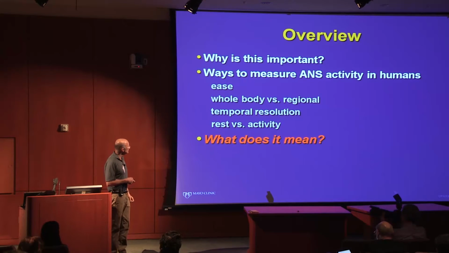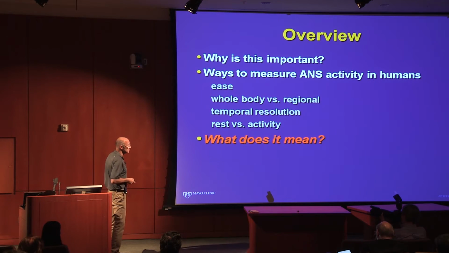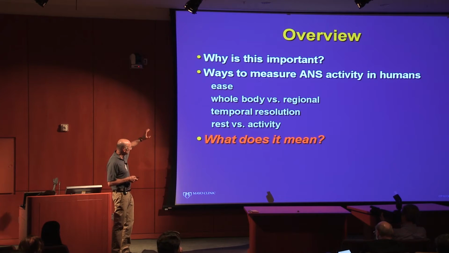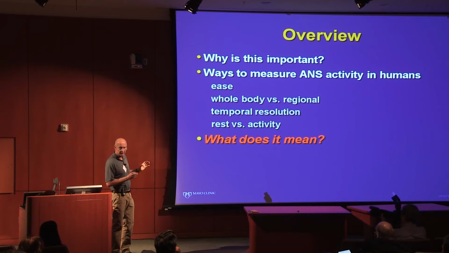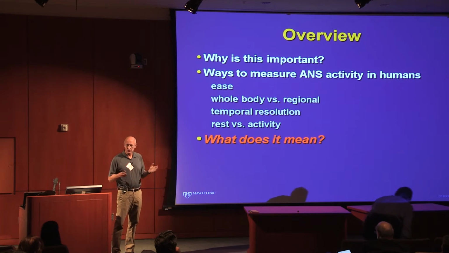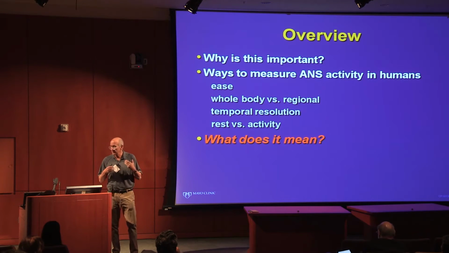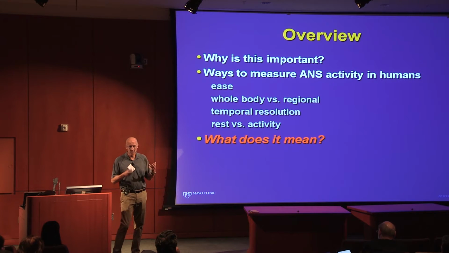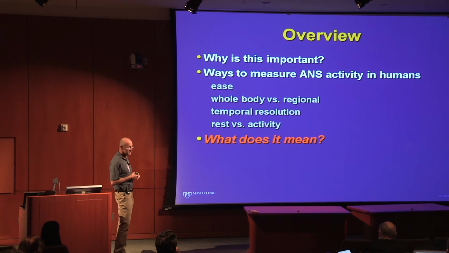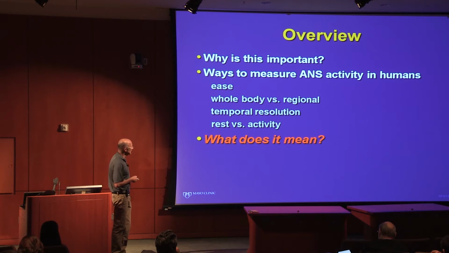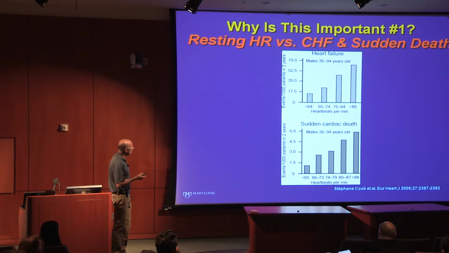And so the question is, why is this important? What are the ways to measure autonomic nervous system activity in humans? And for each of the 4 or 5 main ways, I'm going to talk about the ease of the measurement, whole body versus regional, temporal resolution, and whether you have to just do this while people are supine and resting, or whether you can do it during things like exercise, mental stress, other things like that, where people's sympathetic nervous system might actually be activated. And what does it mean? What do these measurements mean? How might we interpret them?